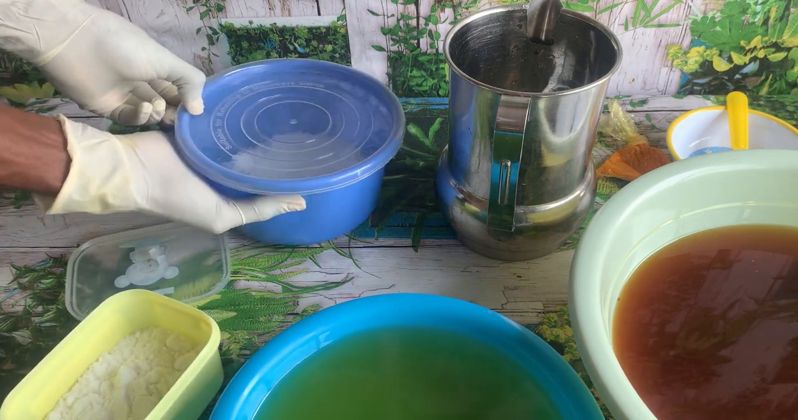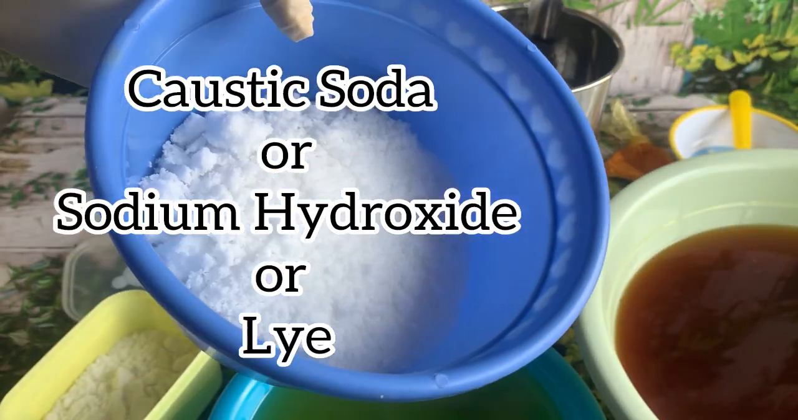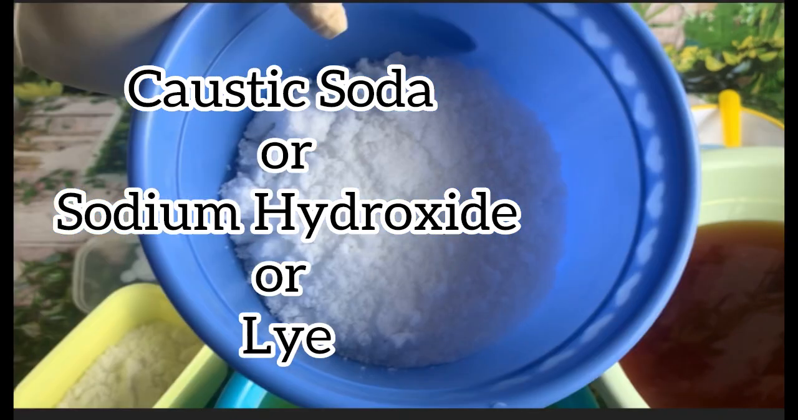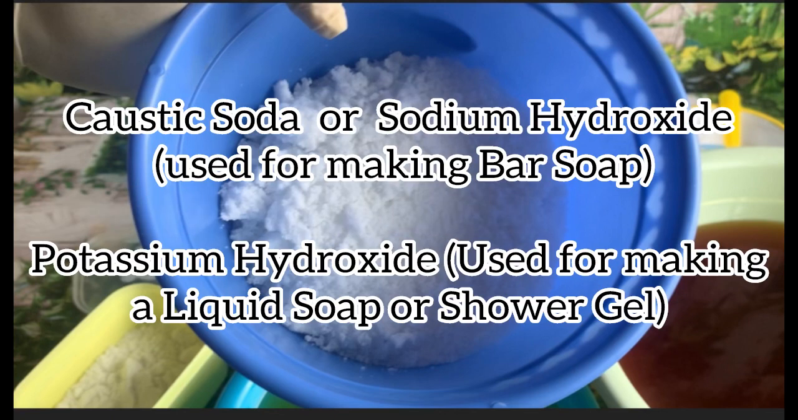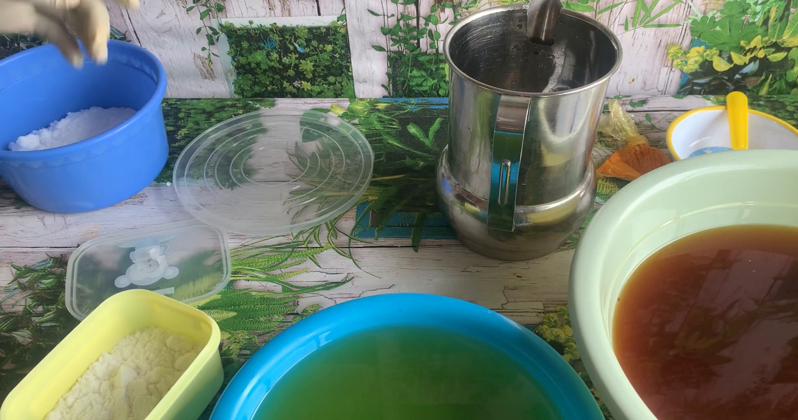Without caustic soda, it is impossible to produce a bar soap or tablet soap. So another name for caustic soda is sodium hydroxide or lye, L-Y-E. Now, caustic soda, which is also called sodium hydroxide, is used for producing a tablet soap or a bar soap, while potassium hydroxide, which is another chemical entirely, is used for producing a liquid soap or a shower gel. Don't forget those differences.